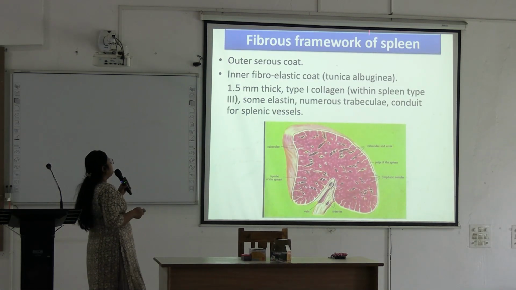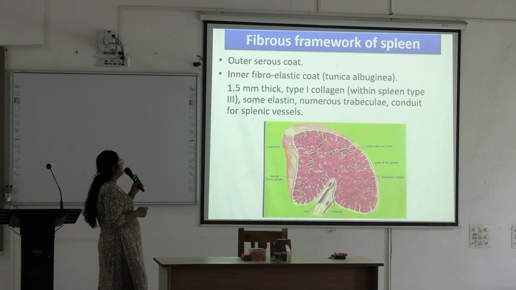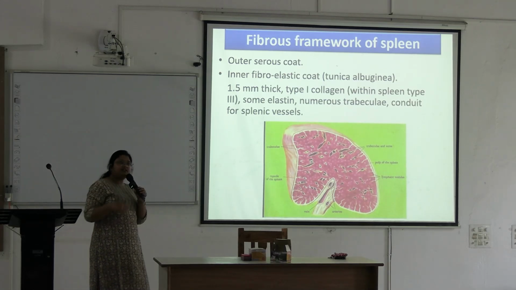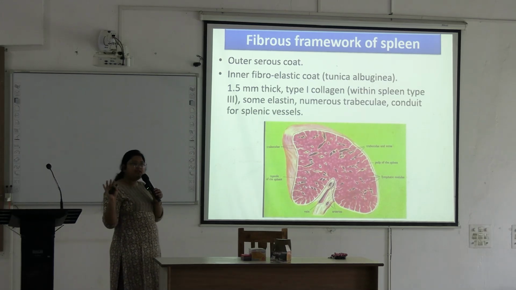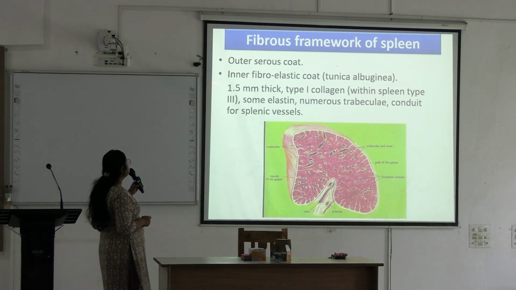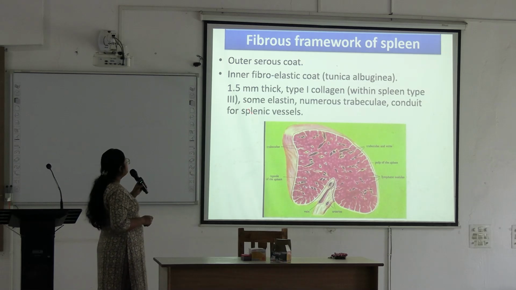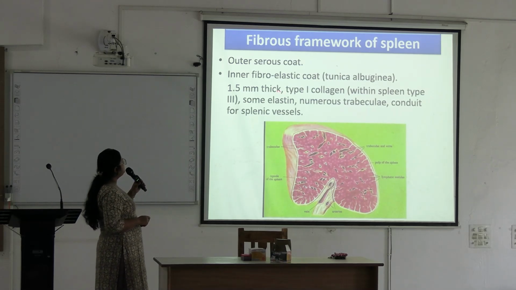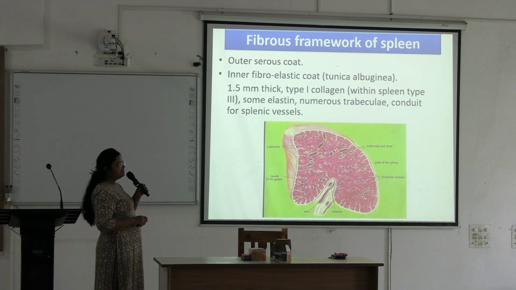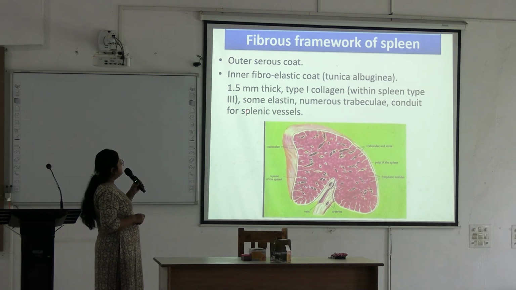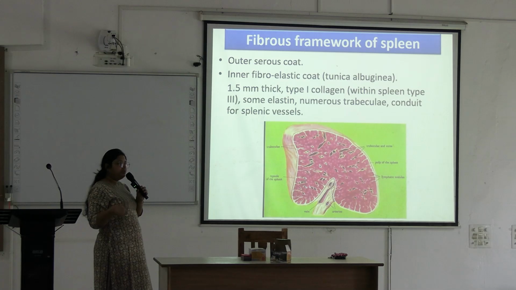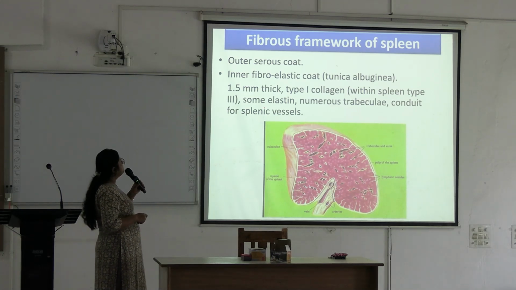First is the fibrous framework of the spleen. It has an outer serous coat. The spleen is covered by peritoneum, so there will be an outer serous coat. Serous coat means peritoneum. Next, the inner fibroelastic coat. It consists of tunica albuginea, about 1.5 millimeter thick, formed of type 1 collagen fiber. Within the spleen, you will get type 3 collagen fiber forming the reticular network, and there are some elastin fibers. Numerous trabeculae are projecting from this fibroelastic coat.